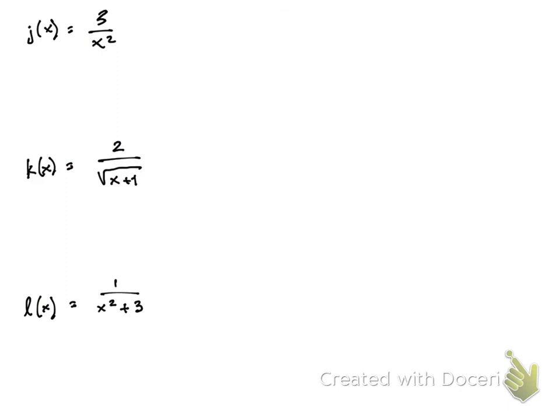I'll do a couple more, and we'll stop. So j of x is equal to 3 over x squared. Again, I would encourage you to graph. We'll go ahead and graph that. So 3 divided by x squared. If I plot that curve, it looks something like this. Positive 3 divided by x squared. Notice it's not 3 times x squared. If it were 3 times x squared, it would have looked like this. That's not what we have. We have 3 divided by x squared.